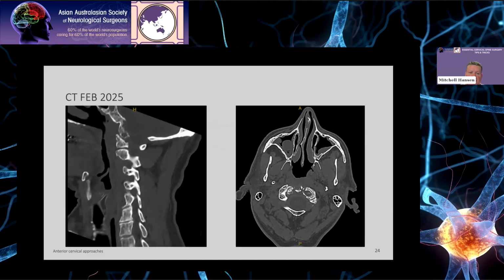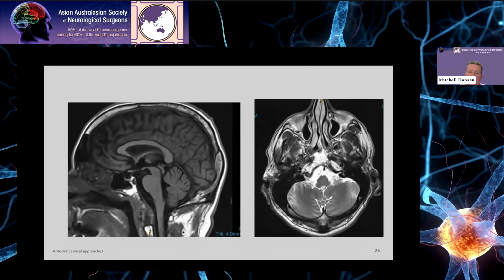And the nice thing about doing this approach through the nose is that it allowed me to not fuse him posteriorly. He kept his stability, and he could still play golf, which was important to him as he hits off one. His post-op scans are still looking quite good.